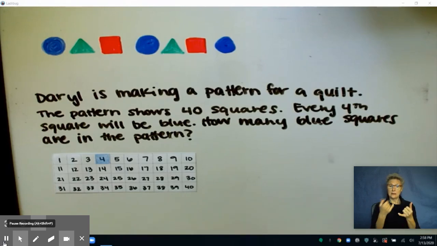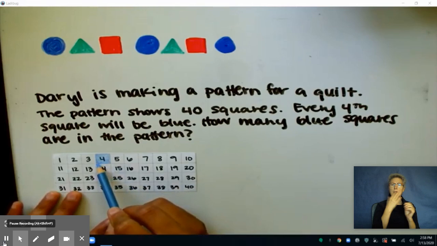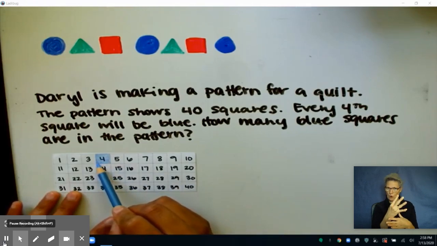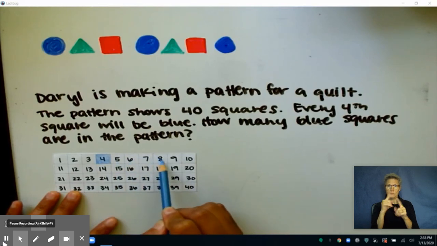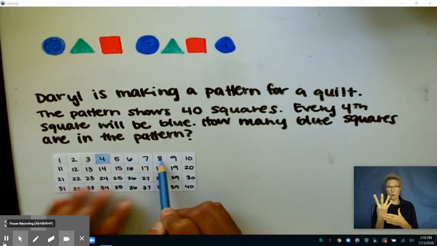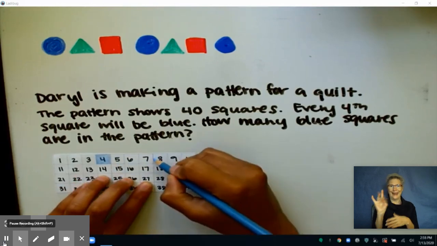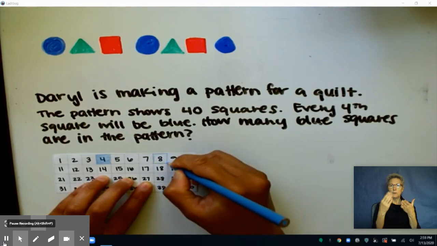Now it tells me that every fourth square is going to be blue, and my question is how many squares in total in the pattern will be blue. So let's look at this first square that's shaded. The number 4 is shaded because that's the fourth square, and now I'm going to count on another 4. When I do that, I count 1, 2, 3, 4, I land at 8, and I'm going to shade this square in as well because that's my next fourth square.